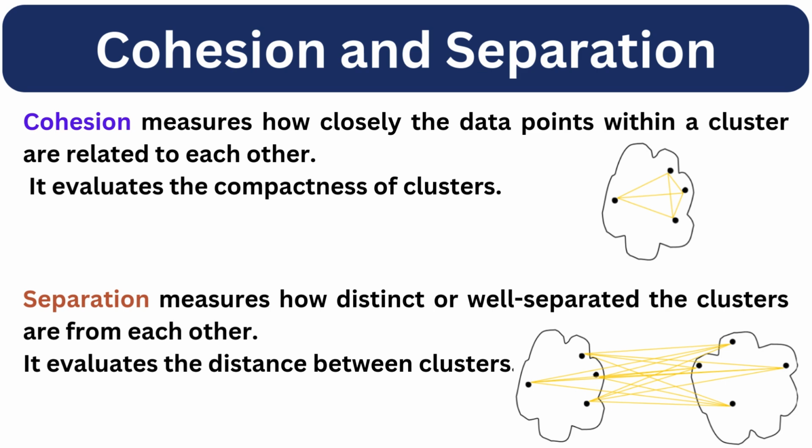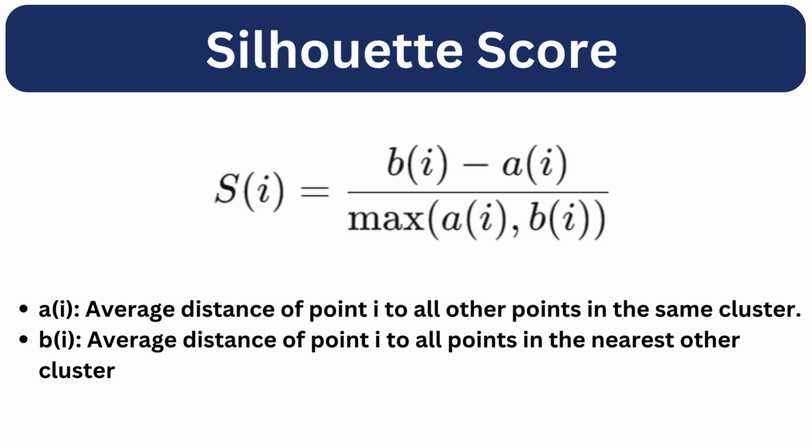Separation measures how distinct or well separated the clusters are from each other. It evaluates the distance between the clusters. Ideally, the clusters should be well separated from each other with high separation values. These two aspects are combined in Silhouette score, which effectively balances both cohesion and separation. The Silhouette score evaluates the quality of clustering by calculating a score for each data point based on this formula.